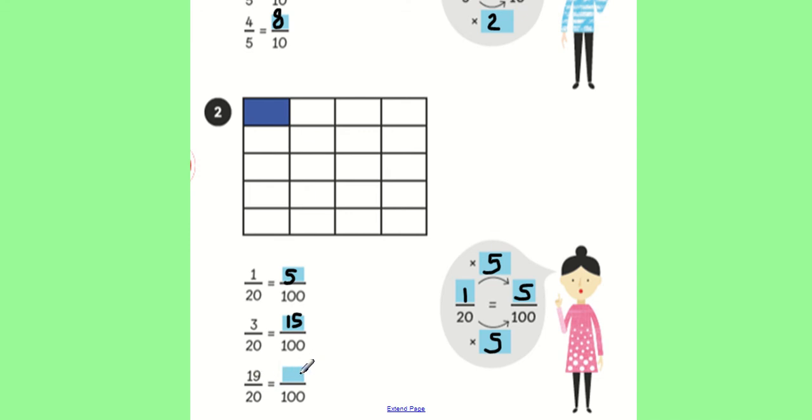19 times 5. This isn't our 5 times table. Let's do a very quick column multiplication there. 19 times 5. 9 times 5 is 45. 5 times 1 is 5. Add on 4 is 9. So we get 95 hundredths. There we go. So can we see whatever we do to the bottom, we have to do to the top.